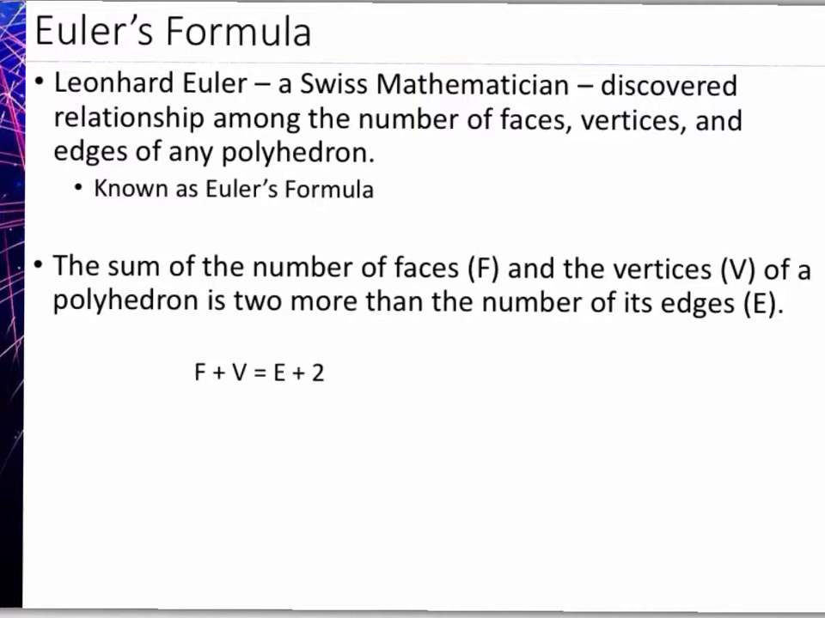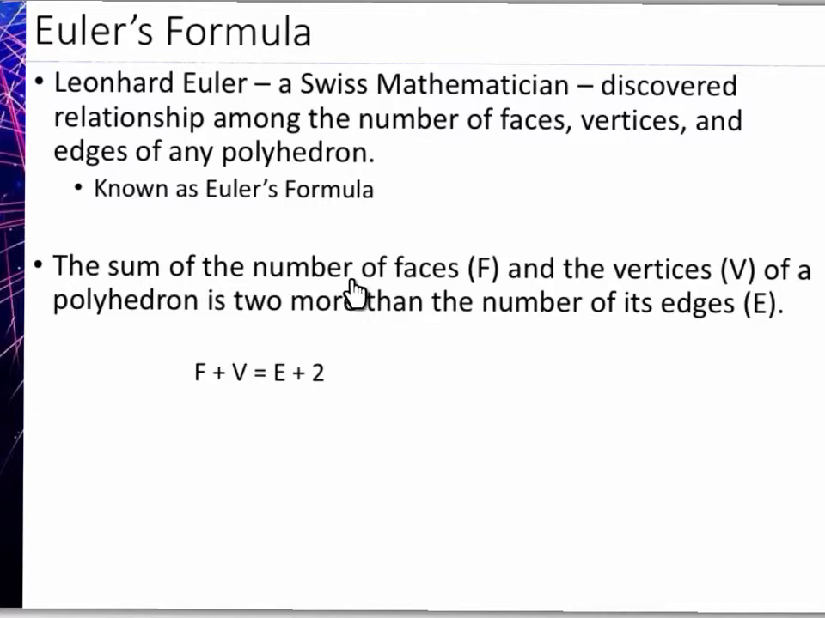Mathematicians can be pretty amazing, especially Euler. Euler was a Swiss mathematician, and he discovered relationships among the number of faces, vertices, and edges of a polyhedron. So he realized that there's a basic equation you can use that relates the faces, vertices, and edges of a polyhedron to each other. And it works for any polyhedron, which is very amazing because he probably never saw every type of polyhedron you can ever have, but he was able to prove that this formula will always work.